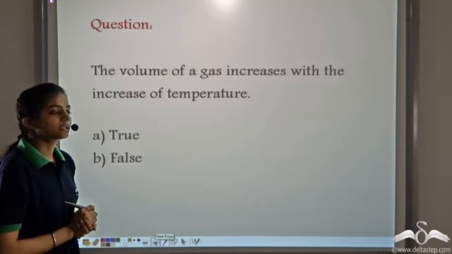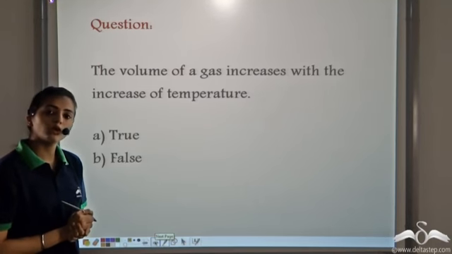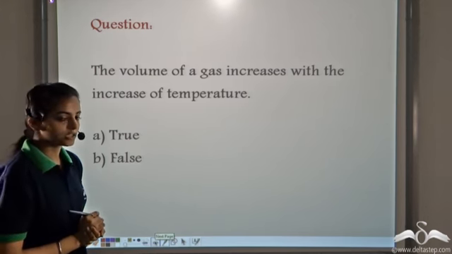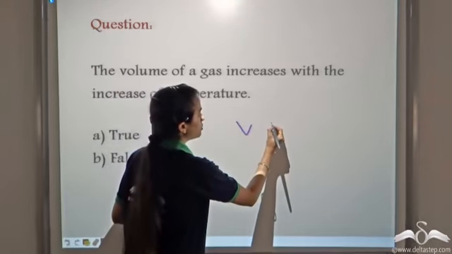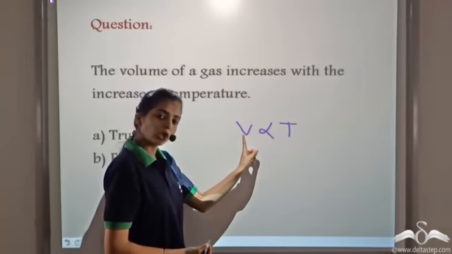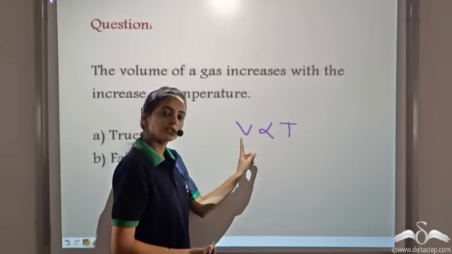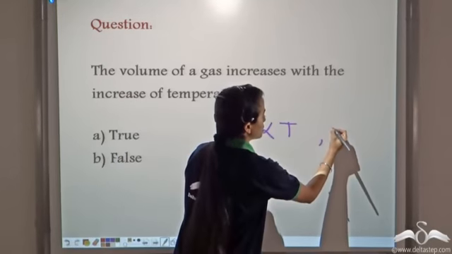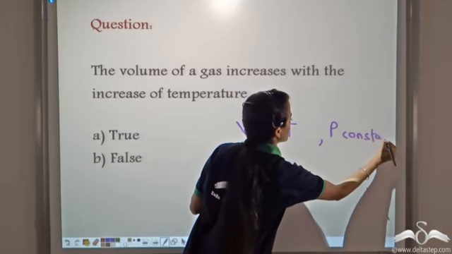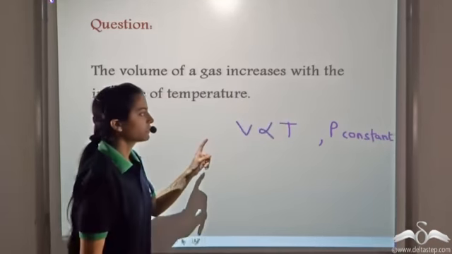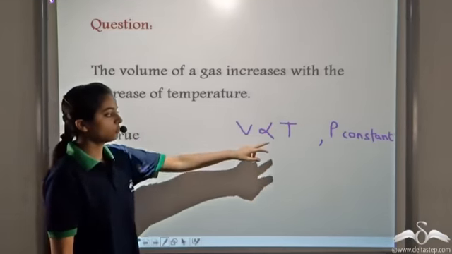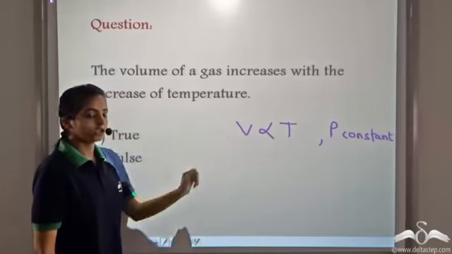The volume of a gas increases with the increase in temperature. Is it true or false? From Charles' law, we know that the volume is directly proportional to temperature. As temperature increases, volume increases. As temperature decreases, volume decreases, provided the pressure is constant. So the volume of a gas increases with the increase of temperature. This is true.